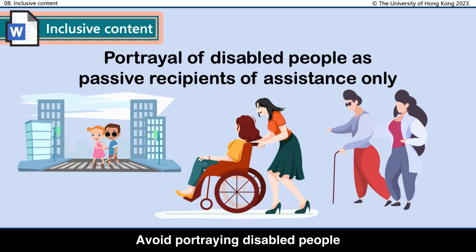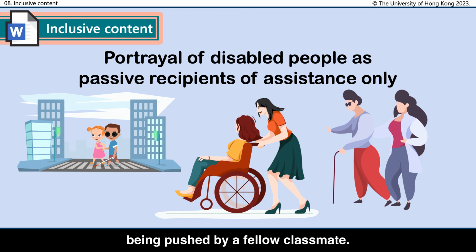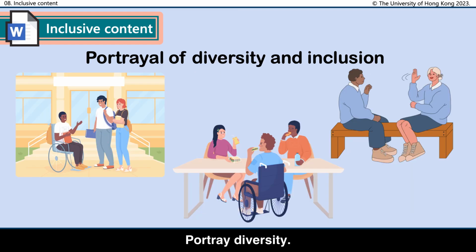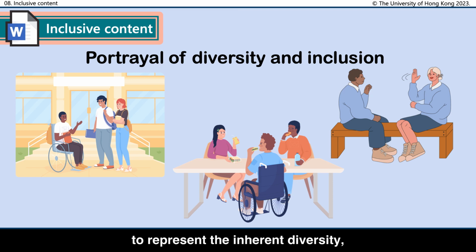Avoid portraying disabled people as a passive recipient of help from others. For example, a student with visual impairment being helped to cross the road, or the wheelchair of a wheelchair-using student being pushed by a fellow classmate. Portray diversity. Show people with disabilities in everyday social situations and campus environment. For example, pictures showing a group of students walking around the campus may include students with diverse characteristics to represent the inherent diversity, such as disability and skin color.